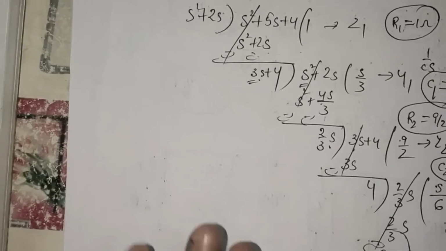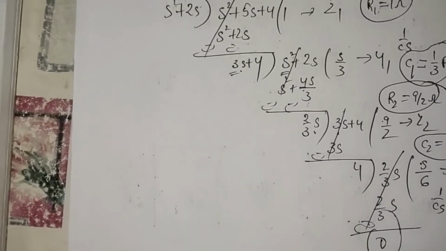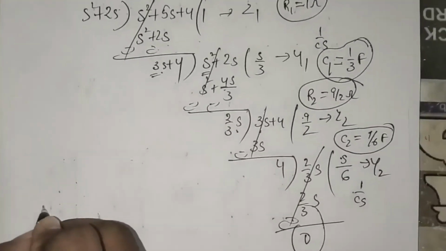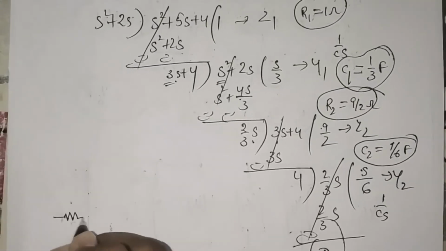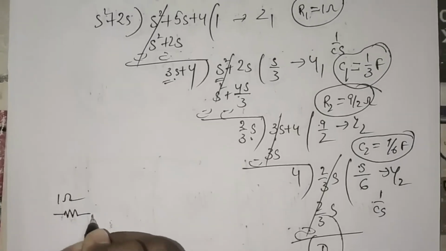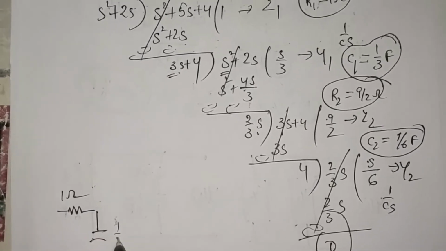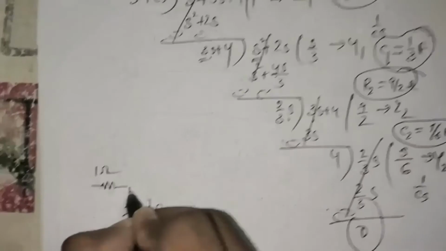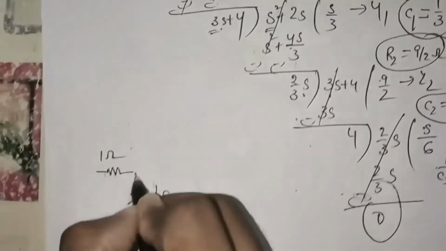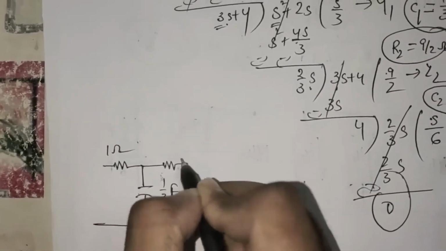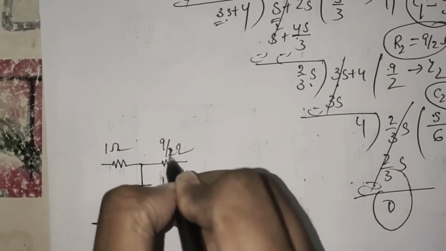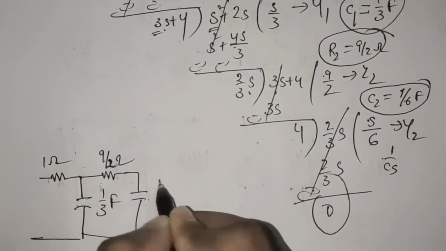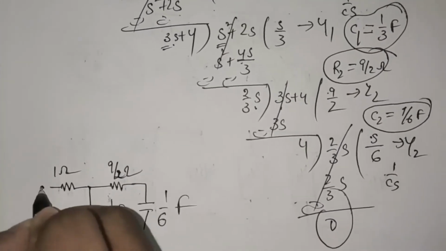So the network obtained by synthesizing the given function using Cauer first form is: the first element is a resistor, then here I will get a capacitor of 1 by 3 farads, then the next element is a 9 by 2 ohms resistor, the next element is a capacitor of 1 by 6 farads.